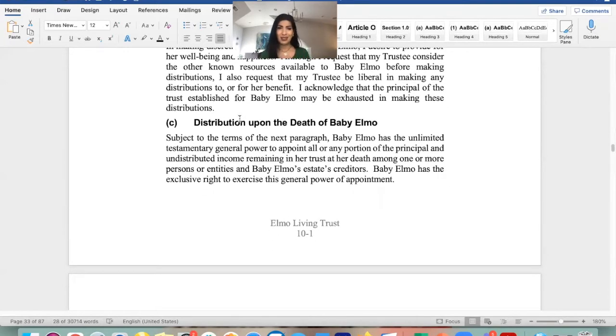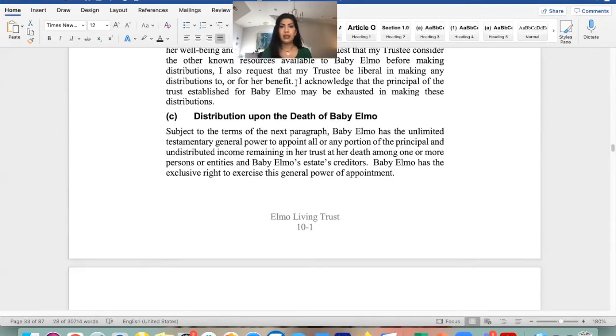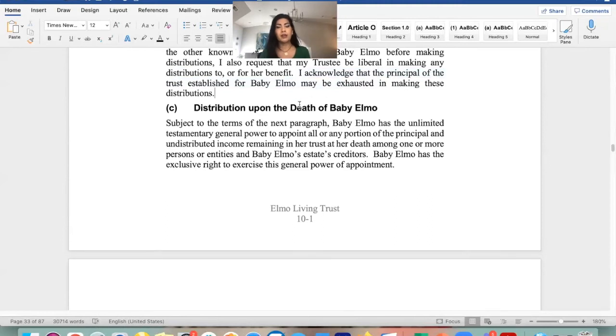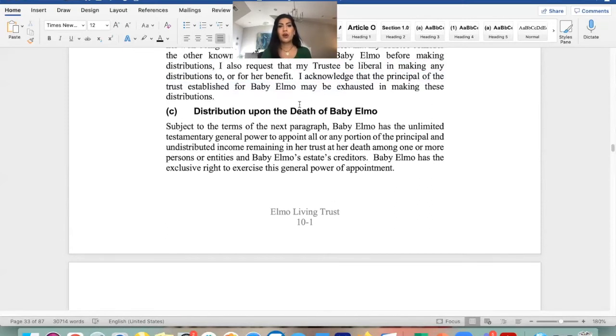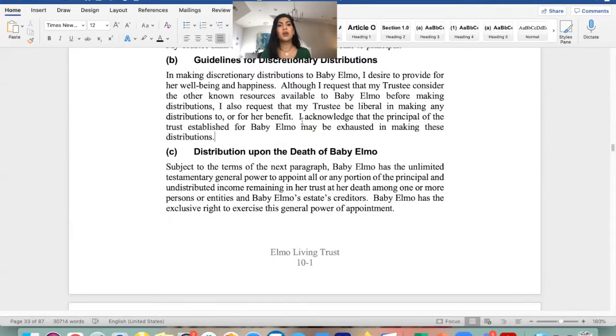AKA, if someone has a scholarship, trustee, make sure that you take advantage of the scholarship. Don't just rely on a trust. Use a scholarship and then tap into the trust. But we also understand and make it clear that the principal of the trust that is created for baby Elmo may be exhausted in making distributions, because you want to make sure that, again, baby Elmo is provided for. Now, if you have any specific language in regards to what the money should be used for or shouldn't be used for, it's going to be in this section.